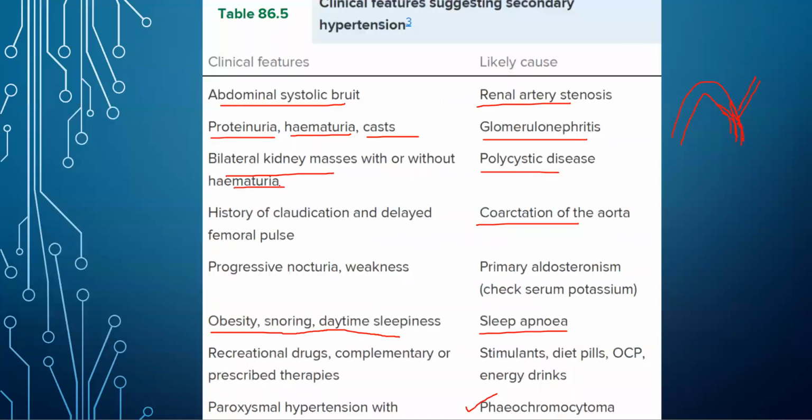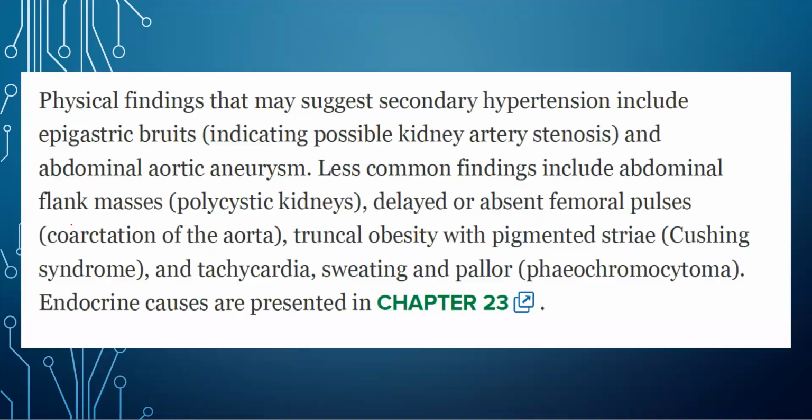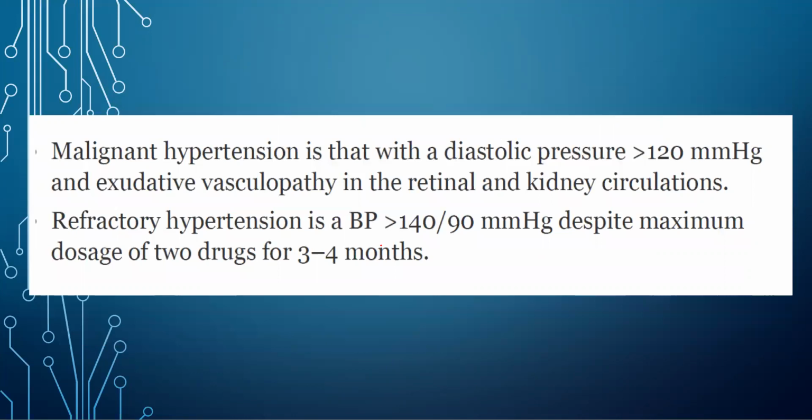So these are mainly the important findings which will help you to diagnose the condition or underlying cause of hypertension. So you can find it here. If you get an epigastric bruit or renal bruit, then we think about renal artery stenosis. If we get abdominal flank mass, we think about polycystic kidney. If we get delayed or absent femoral pulse, coarctation of aorta. If we get truncal obesity with pigmented stria, Cushing syndrome. So all are important findings. We should always look into that.